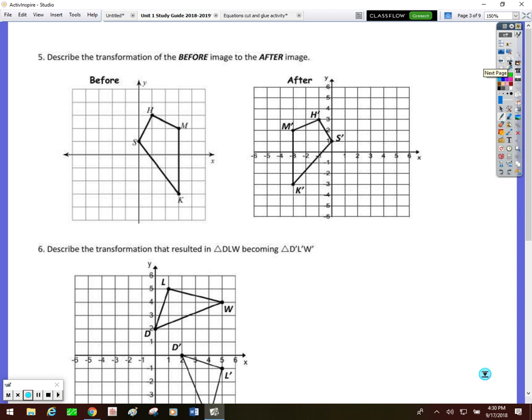Describe the transformation before or after. So here's my before image. This is what happened before. This is the after image. Well, if you look here, all I did was change the directions. This is a reflection across or over, however you want to say it, the y-axis.